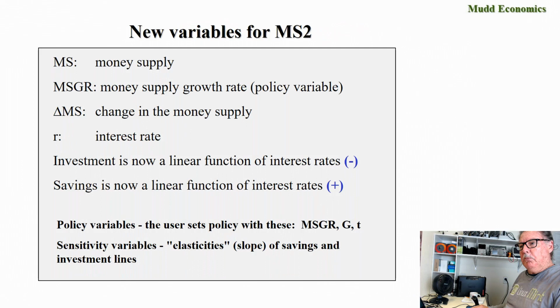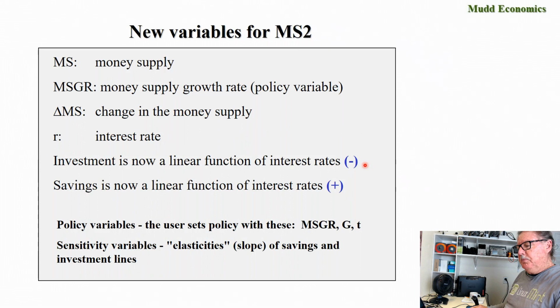Here are some new variables for Macrosim 2. Now we have a money supply at the very top. Associated with that is a money supply growth rate, a policy variable, and this is what we'll actually be controlling. This will result in a change in the money supply in any given year. And now, of course, we have an interest rate, as we had in the loanable funds model.